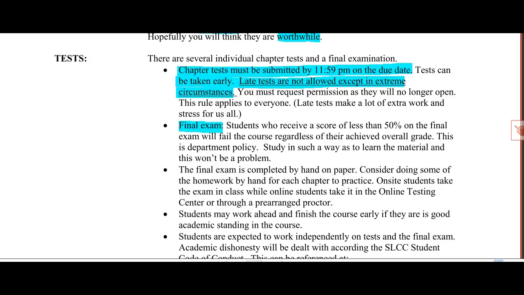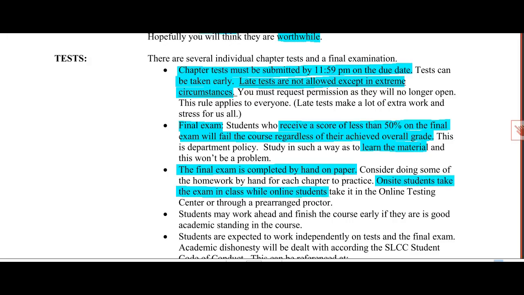You take a final exam. If you receive a score of less than 50% on the final exam, you will fail the course, regardless of your achieved overall grade. This is a department policy, so study in such a way as to learn the material and there will be no problems. Final exam is completed by hand on paper, so please do some of your homework on paper by hand for each chapter. There are suggestions on what I think you should do on the course schedule. On-site students will take the exam in class. Online students will take the final exam in the online testing center or through a pre-arranged proctor.